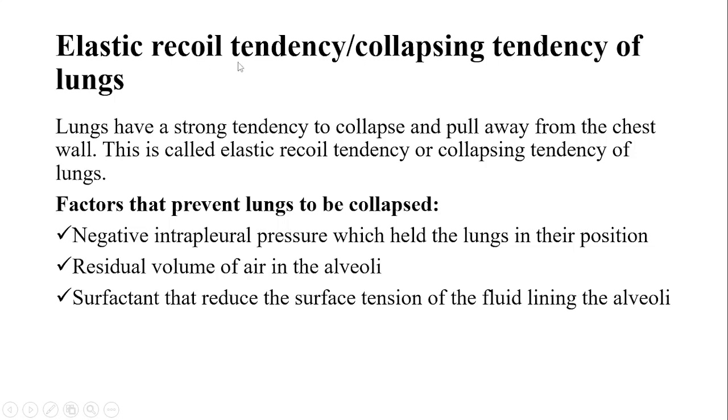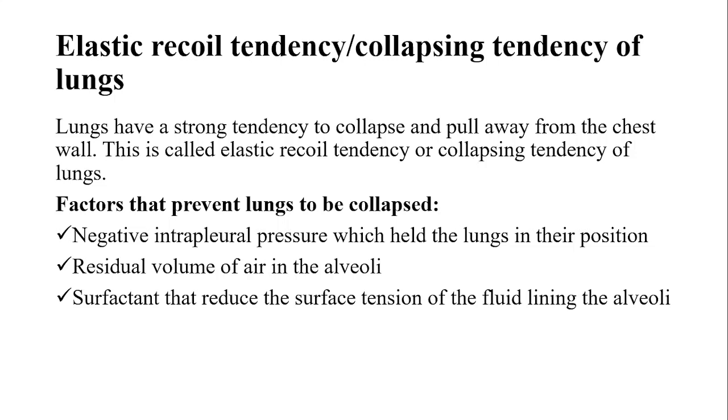Now, the elastic recoil tendency or collapsing tendency of lungs. I have previously discussed in a previous slide that the alveoli are elastic structures, and like every other elastic structure, they have the tendency to return to their original state. The alveoli of the lungs have a strong tendency to collapse and pull air from the chest wall because they are elastic structures. So this is called the elastic recoil tendency or collapsing tendency of lungs. If the alveoli get completely collapsed, it will create havoc in our respiratory system.